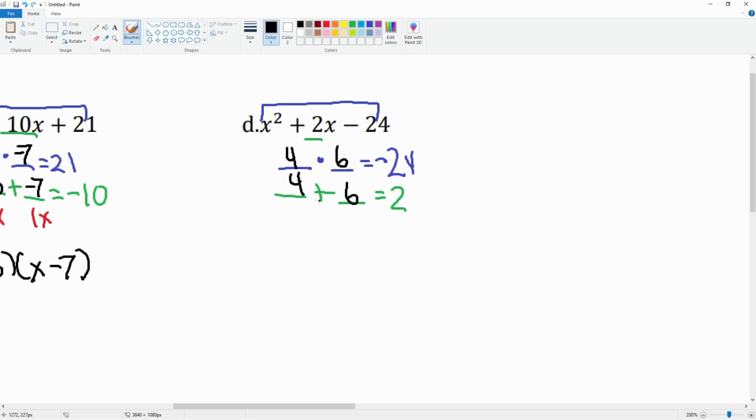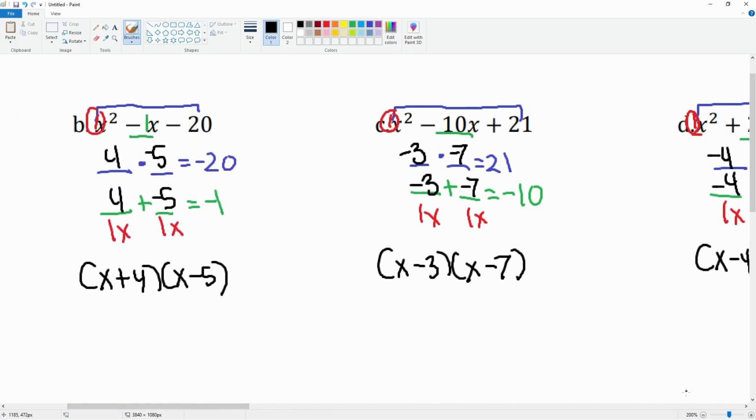Because we're trying to make a 2, it has to be a negative on the smaller number. Let's double check. Negative 4 times 6 is negative 24. Negative 4 plus 6 is 2. Now we want to divide by that 1x, so we divide by 1x. They do not simplify, so we just get x minus 4 and x plus 6.